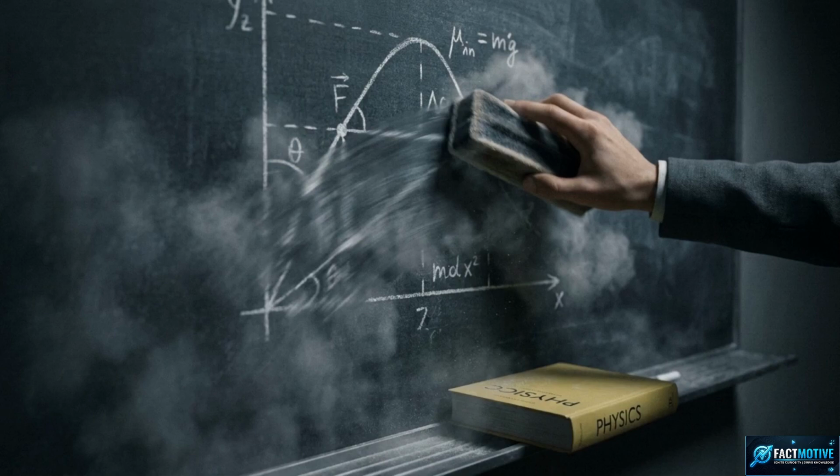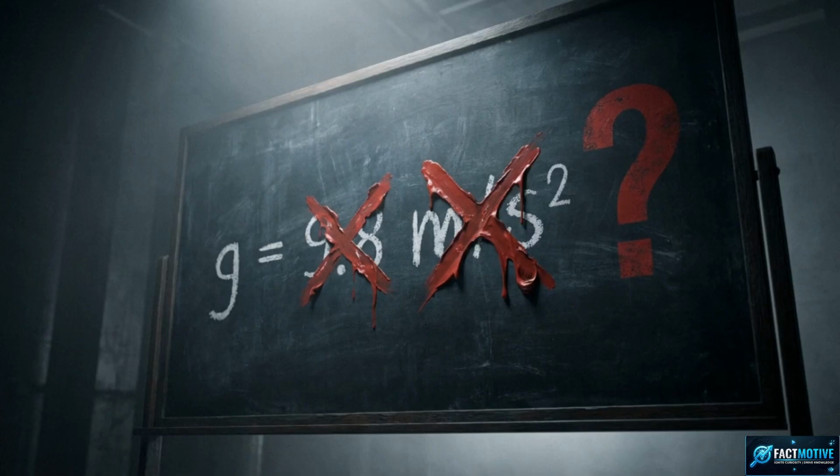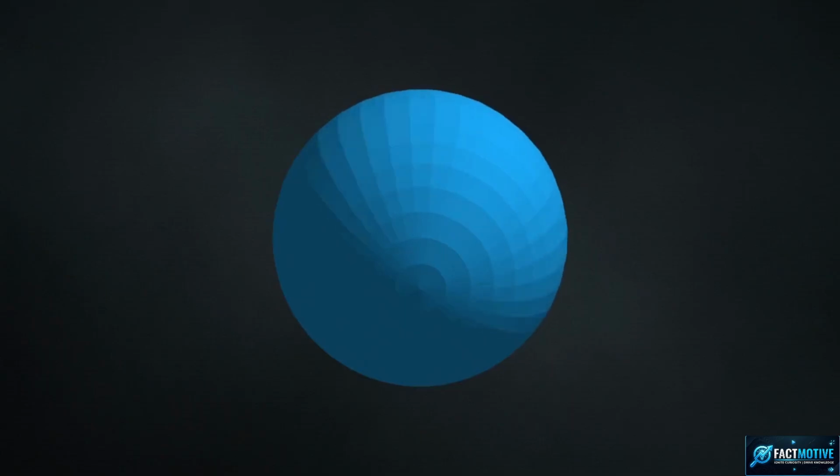You can forget what high school physics taught you. The idea that Earth's gravity is a perfect, constant 9.8 meters per second squared everywhere on the planet is a convenient fiction. This animation shows the real story.